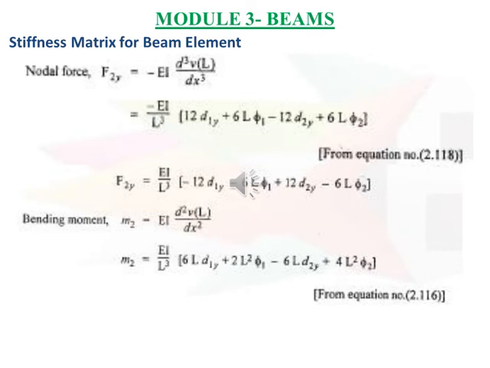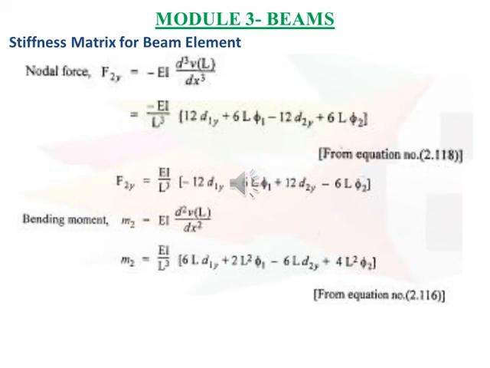So the bending moment I can write as m suffix 2 is equal to EI into d square mu of L by dx square. So m2, the bending moment at node 2, will be EI by L cube into 6L d1y plus 2L square phi 1 minus 6L d2y plus 4L square phi 2. So this is deduced from equation 2.116.